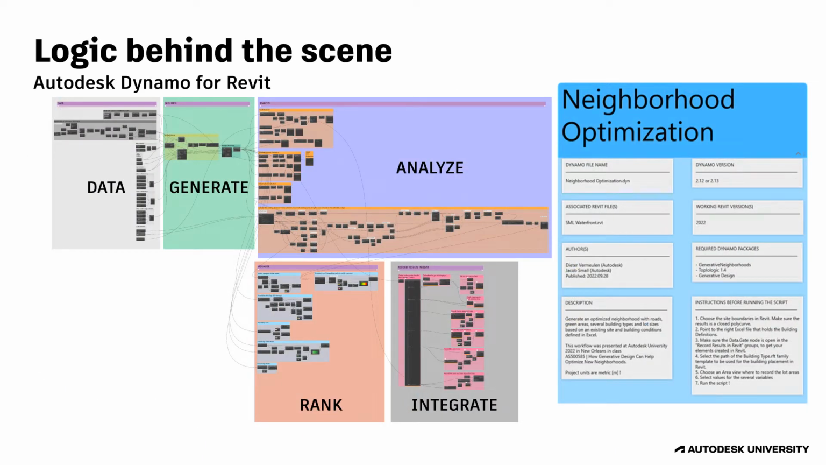Overall, the graph looks like this. Right, so we've got kind of our five different parts there. We've got our data part. This is where our inputs come from. Our generation, analyze, rank, and integrate.